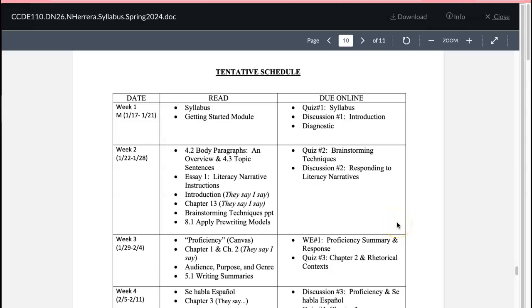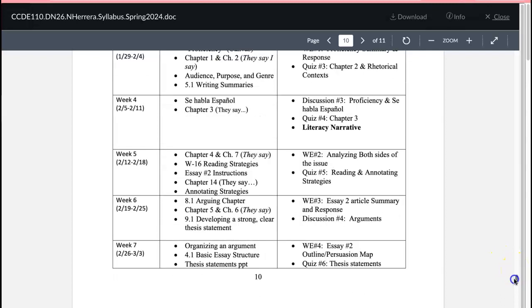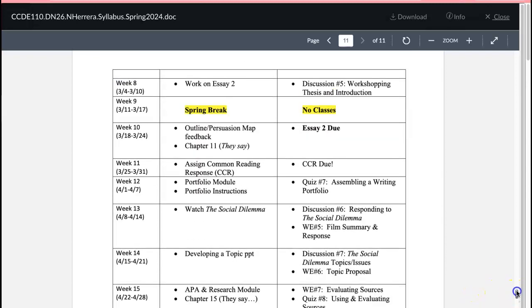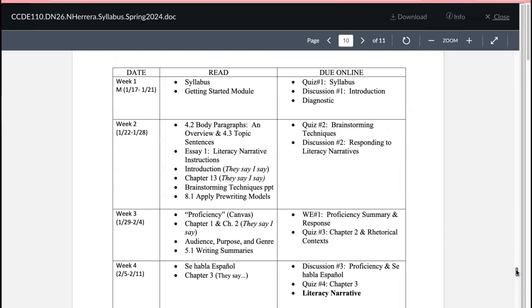If you want to know what's going on down the road, then you can definitely look at the syllabus, and it tells you what we are doing week 14, week 15, 16, things like that. So again, as you can see, the syllabus and the modules have everything we're doing, so that way you don't get lost, that way you don't fall behind.